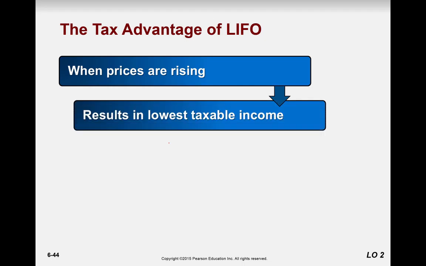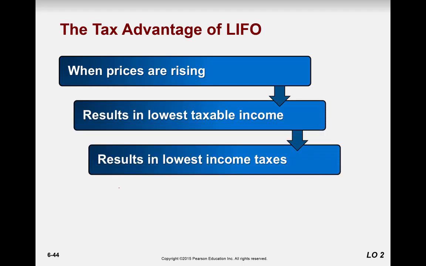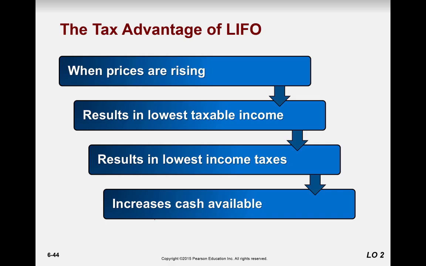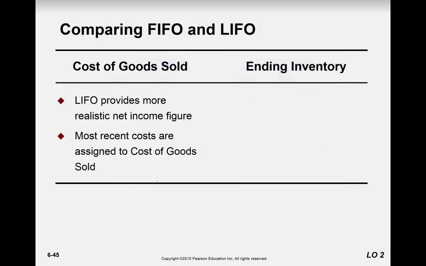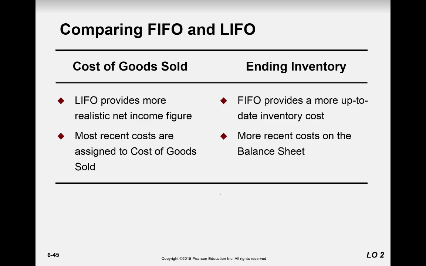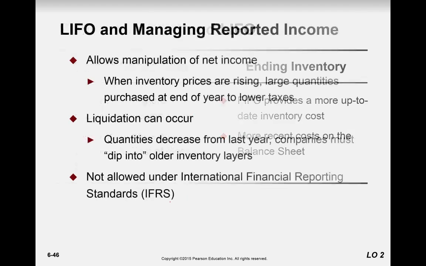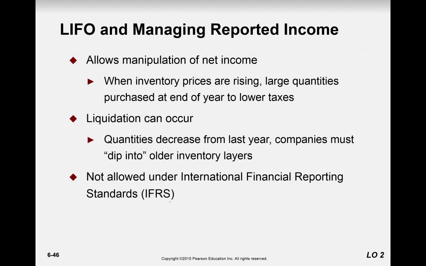So we mentioned previously that the advantage of LIFO is that when prices are rising, you have lesser income, so you pay lesser taxes. And when you compare the two, which is pretty much what's happening here, FIFO gives you a more up-to-date inventory cost, more like replacement cost, right? Because those are the items you purchased last. And so more likely than not, if you need to purchase more, it would be closer to those amounts than previous amounts. And LIFO gives you more of a realistic net income figure, because then you're saying what's in cost of goods sold is truly what the cost of the goods are at this moment in time.